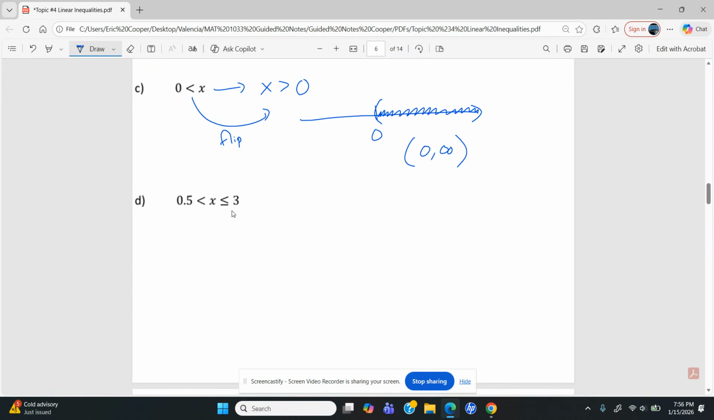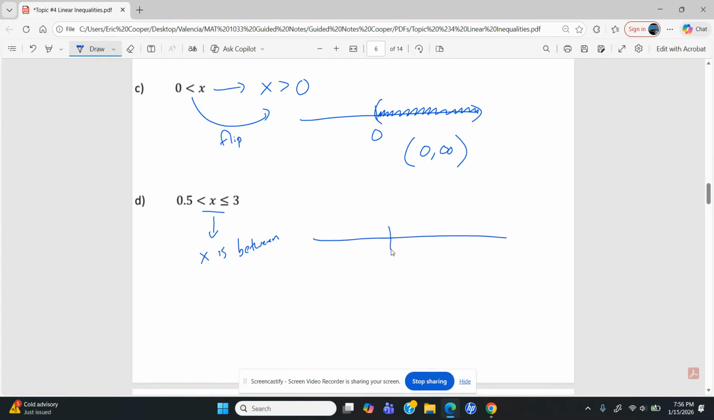Our last one here, we notice now it doesn't go forever. We have two numbers that are on each side. When we see this, we basically read this as x is between. So in this case, it's telling us x is between 0.5 and 3. It cannot equal 0.5 because it doesn't have an equal sign on this inequality, but it can equal 3.